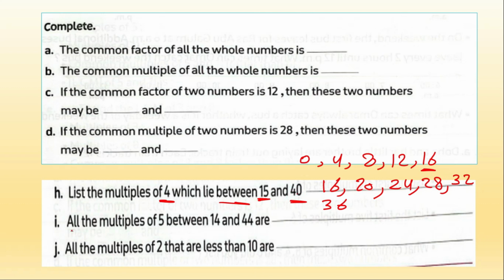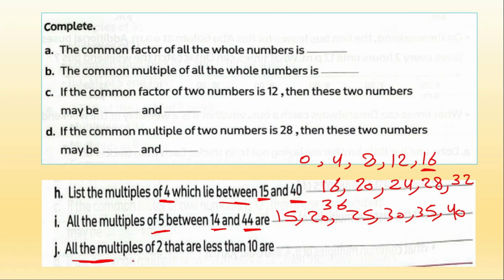Okay. All multiples of 5 between 14 and 44. Table 5 is very simple. So after 14 comes 15. Write table 5: 15, 20, 25, 30, 35, and 40. Multiply by each number starting from 1, then look for the answers that are between 14 and 44.